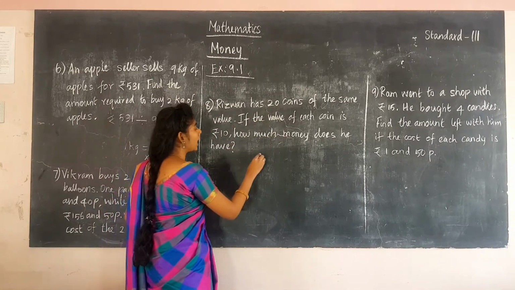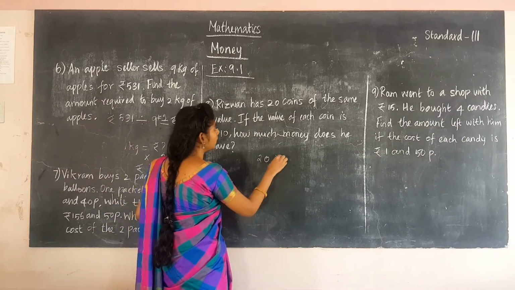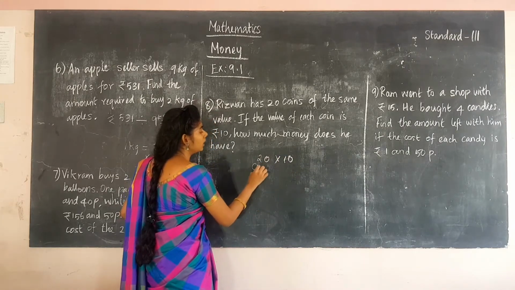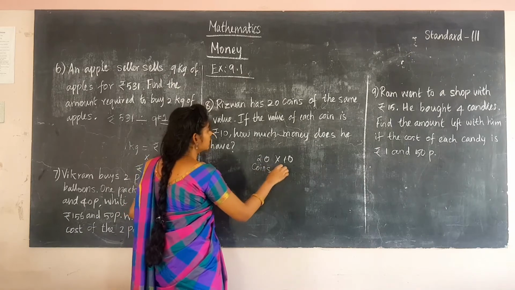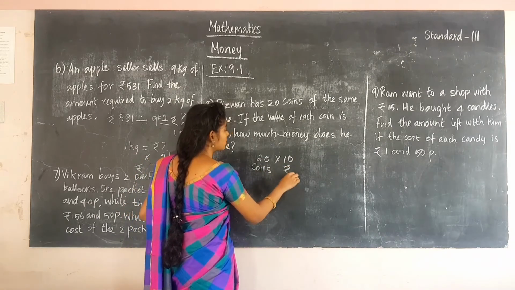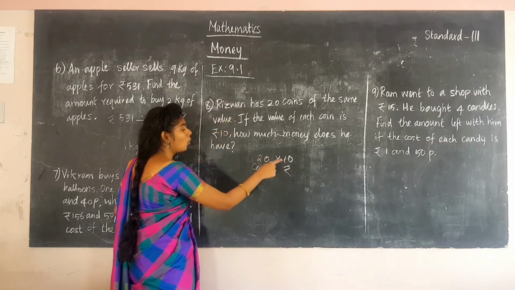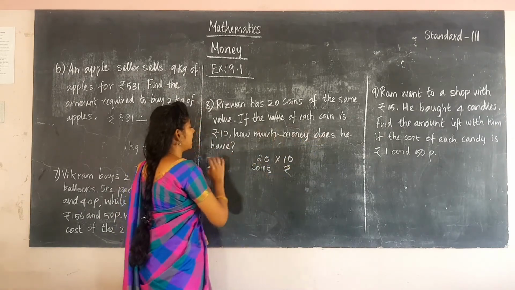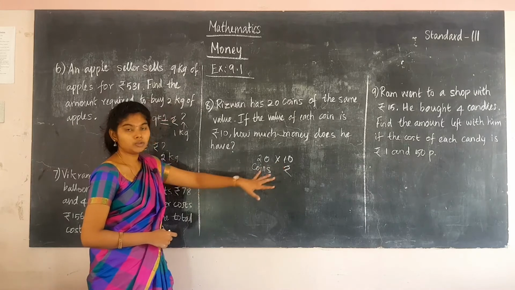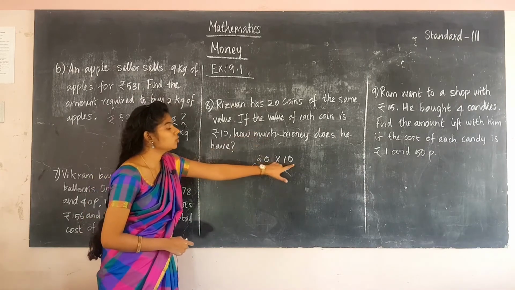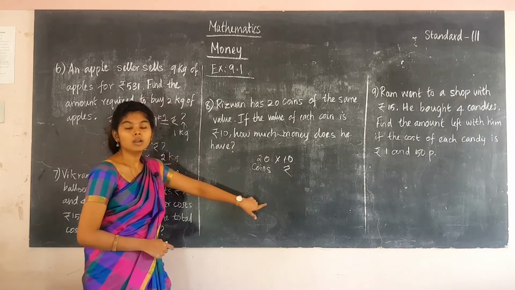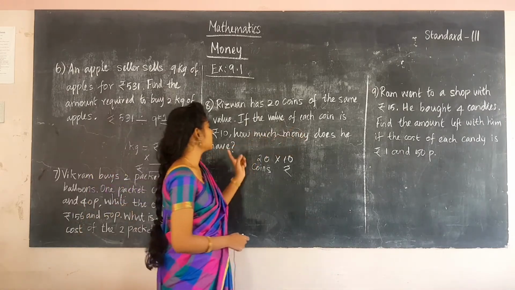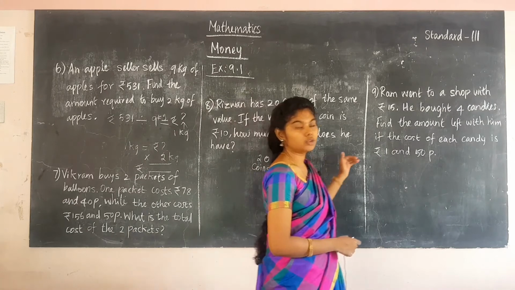To find that, we have to multiply those two numbers, 20 into 10. Here 20 is the number of coins and 10 is the rupees. So 20 coins are there, and one coin's rate is 10 rupees. Just multiply those two numbers, 20 coins into 10 rupees, and you will get how much he has for the 20 coins.